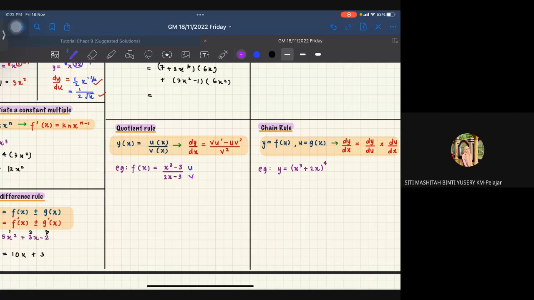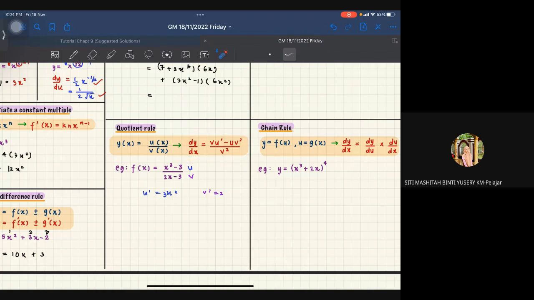Okay, so from here, you need to find what is u prime. So you need to differentiate u and you also need to differentiate v. Okay, so u prime is equals to 3x square, right? And then v prime is equals to 2. Okay, so now kita akan masukkan sahaja this value of u, v, u prime and v prime into this formula.